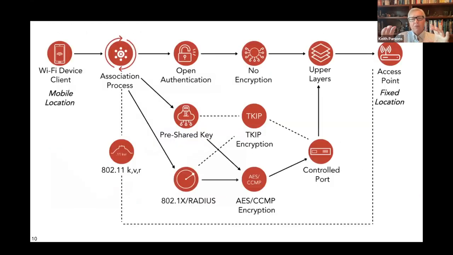So here's the little zoom in on the association process. The client device on the left starts the association process, can go open, no encryption, straight to the upper layers. I like that top line. That top line takes everything else out of the equation. As soon as I'm associated, I authenticate with no authentication, it's open, and no encryption, and go straight into the upper layers. And I can talk directly to the AP.